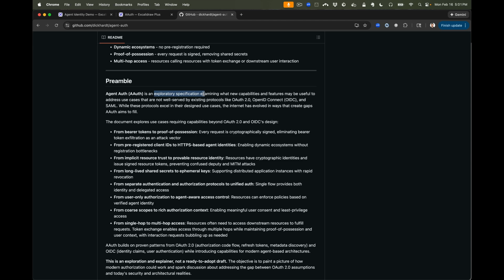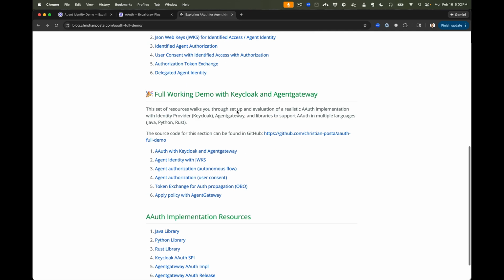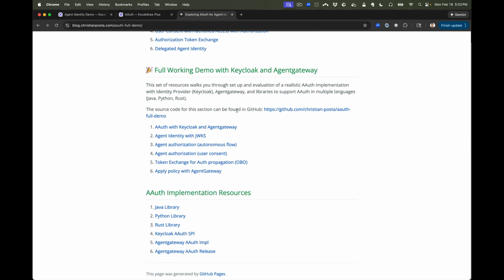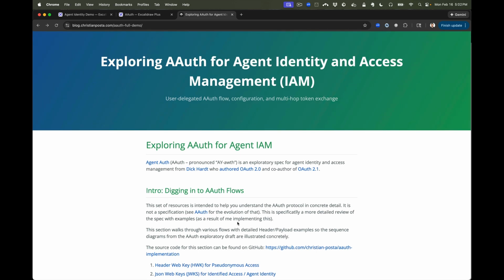It's exploratory, but like I said, it's trying to touch on these established patterns, bring together identity and authorization into a single spec. So take a look at that. Feel free to take a look at digging into these flows in detail. And I've implemented this in a number of different programming languages for Keycloak and Agent Gateway in these demos. So you can get hands-on with it, touch it, feel it, see what it looks like, and then go from there.